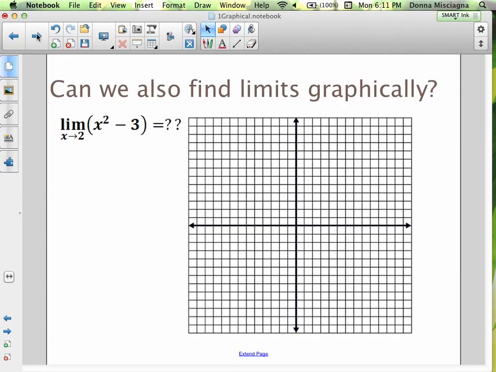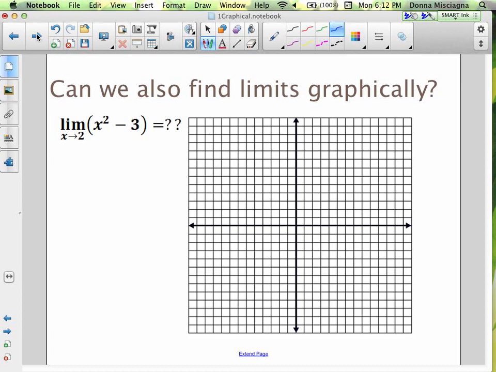So can we also find limits graphically? Well, the answer to that is yes. We're going to take a look at the limit of (x squared minus 3) as x approaches 2. Notice the parentheses there are telling us we're taking the limit of the whole thing. If the function that you're taking a limit of has more than one term, you should remember to use parentheses. So let's graph this function.